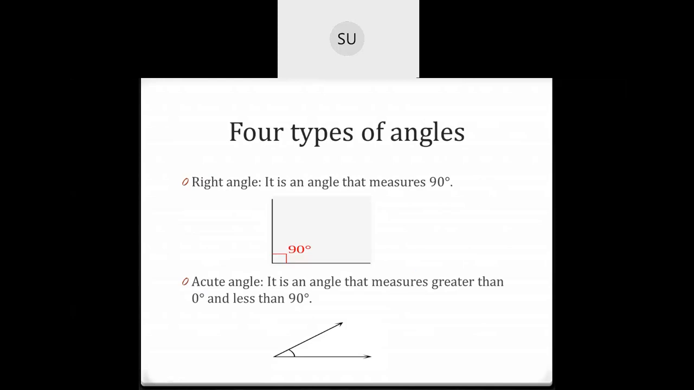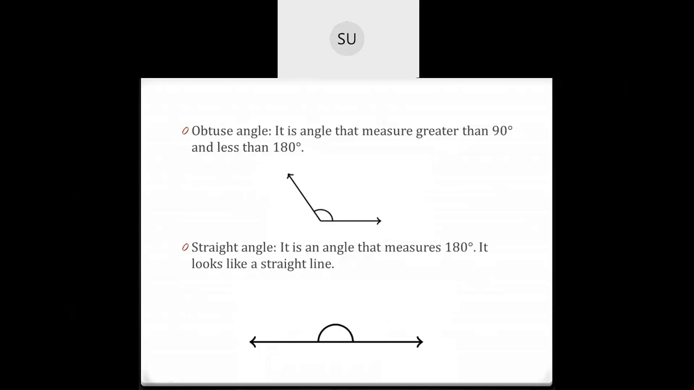Then we have four types of angles. What are these four types of angles? First one is the right angle. When an angle measures 90 degrees, it is called a right angle. The angle that you can see in the picture is a right angle. It measures 90 degrees. Next we have acute angle. It is an angle which measures less than 90 degrees and greater than 0. It should be greater than 0 and less than 90.